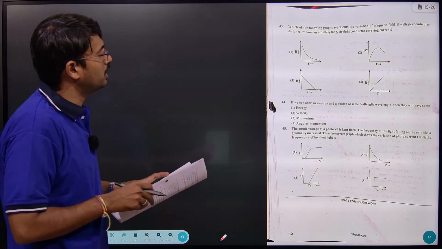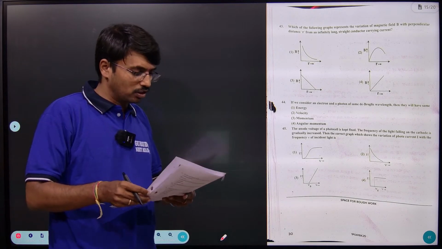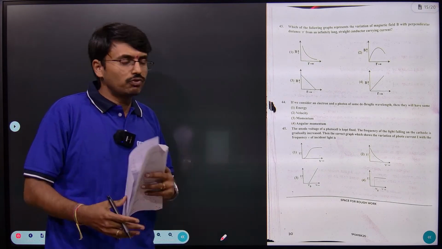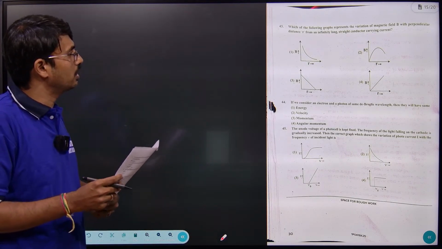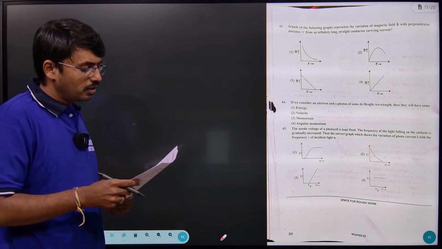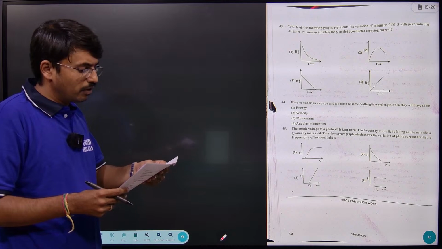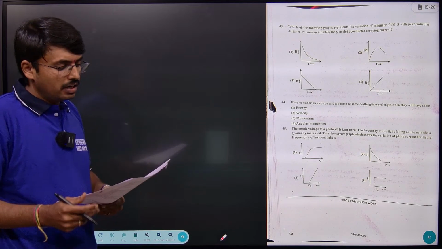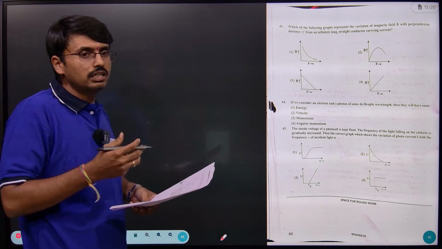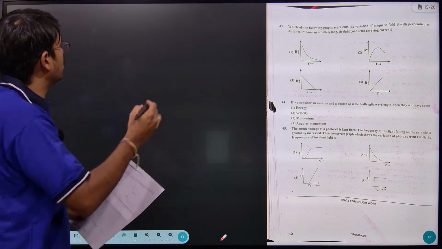Now we'll look at the next question, that is 43 here. Question number 43 is a very simple graph based question. Here we have an infinitely long straight conductor carrying current, and we have to look at what the variation of the magnetic field is with respect to the distance.